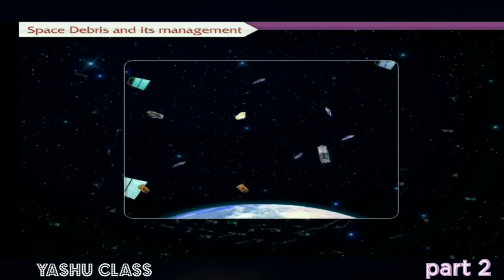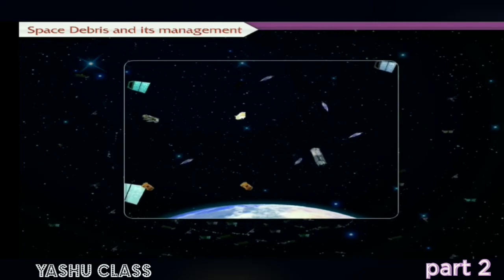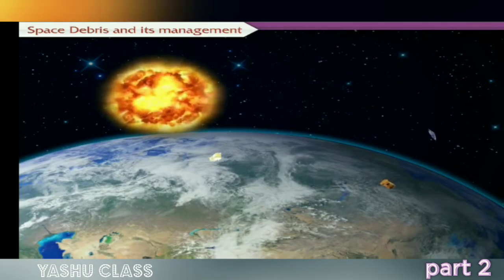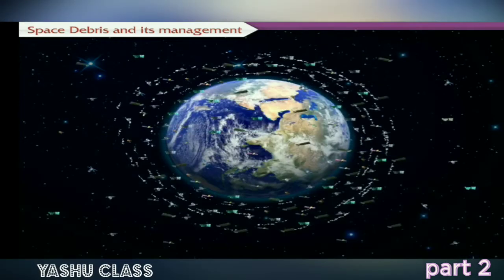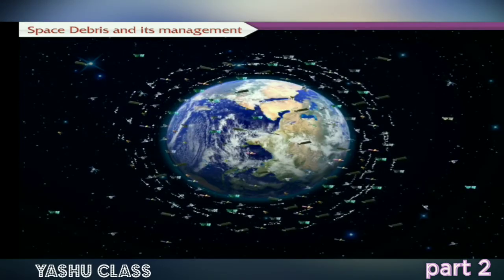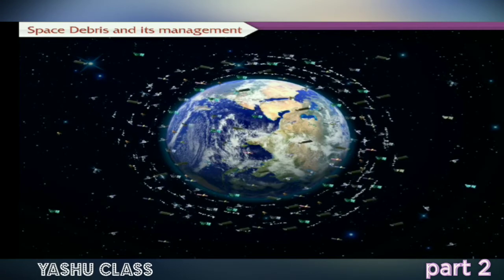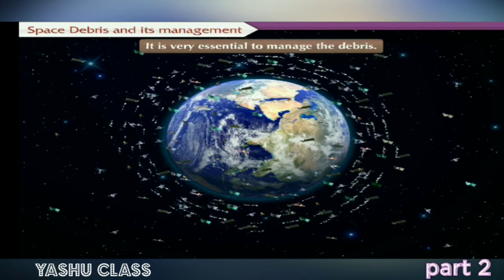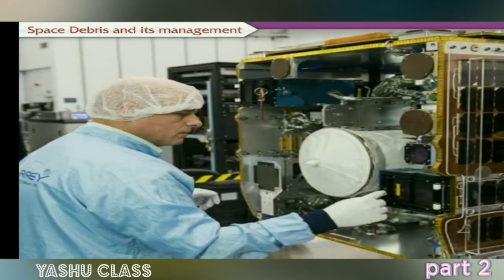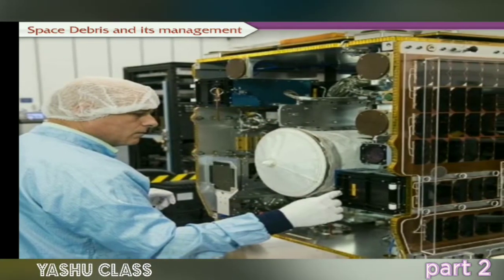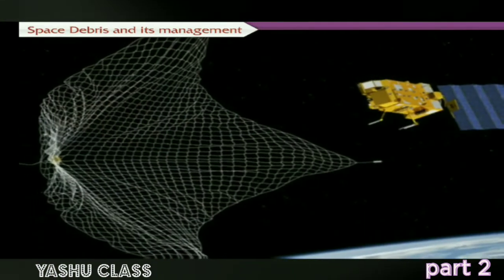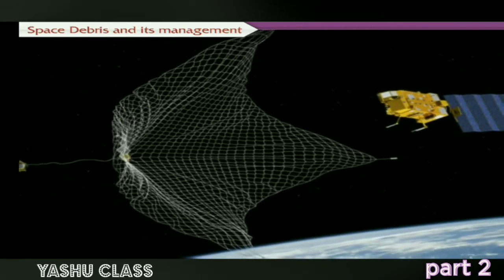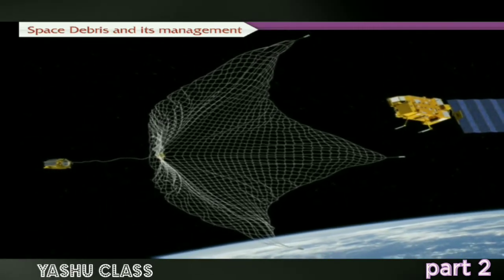This debris can be harmful to artificial satellites. It can collide with these satellites or spacecrafts and damage them. This debris is increasing day by day. Soon it will become difficult to launch new spacecrafts. It is therefore very essential to manage the debris. Some studies and experiments are being done with this in view. Hope that soon we will have a solution to this problem and the future satellites and spacecrafts will not be in danger anymore.